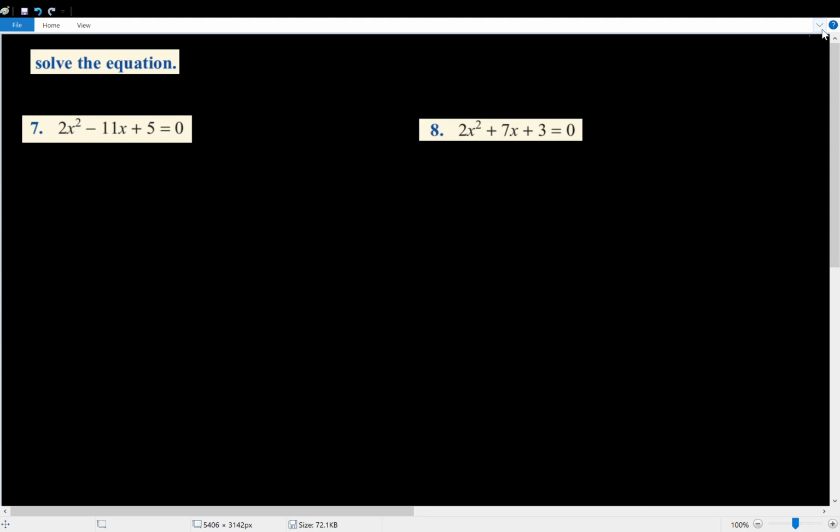This is questions 7 and 8 in exercise 6.1 in Project Maths 2. We have to solve the equation in each of these questions. So look at question 7 first. We've got 2x squared minus 11x plus 5 is equal to 0. In order to get this solved, we have to factorize the quadratic trinomial on the left hand side.